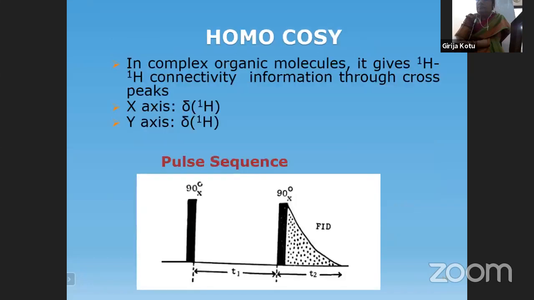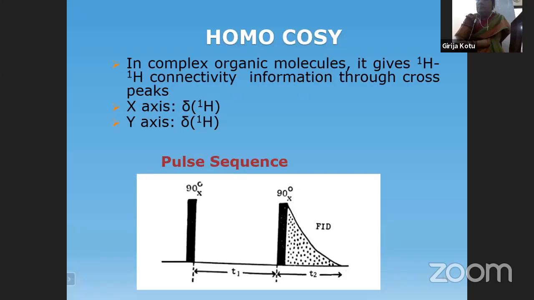Only thing is we are going to see the information not in the form of J, but in the form of cross peaks. If you find a cross peak between two coupled nuclei, then we can say those two are coupled. If you don't find any cross peak connecting them, then they don't couple with each other. We are going to see this in the next slides. So this is helpful in complex organic molecules. It gives proton-proton connectivity through cross peaks.